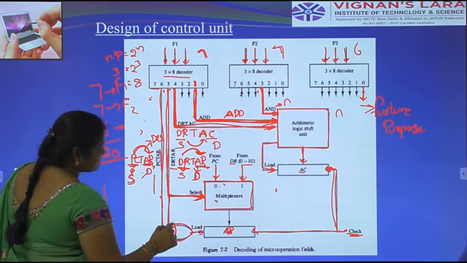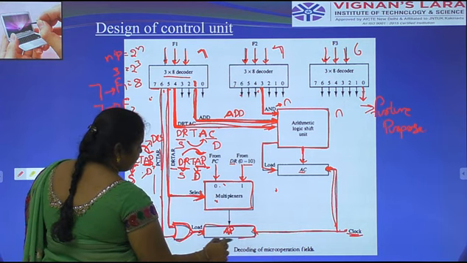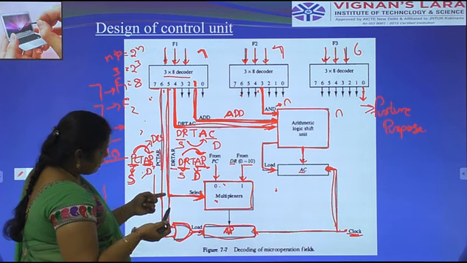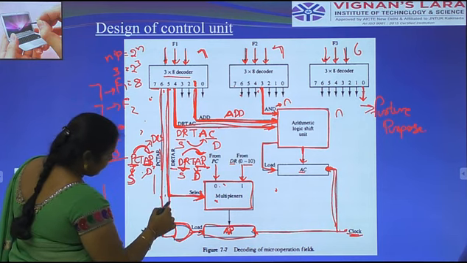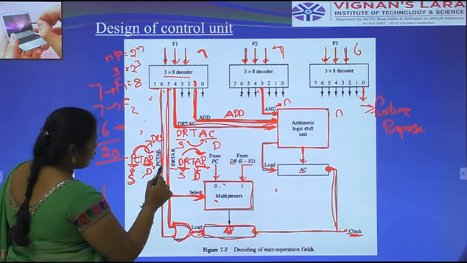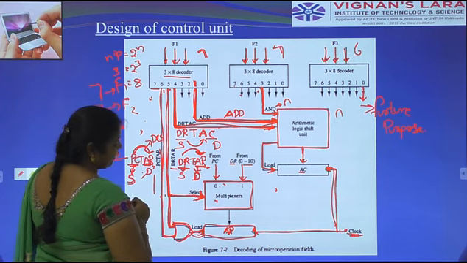Here the load is enabled, and the information is transferred to the address register. Here when 5 is enabled, the data is transferred from the data register to the address register. Here when the program counter is enabled, the program counter information is transferred to the address register.